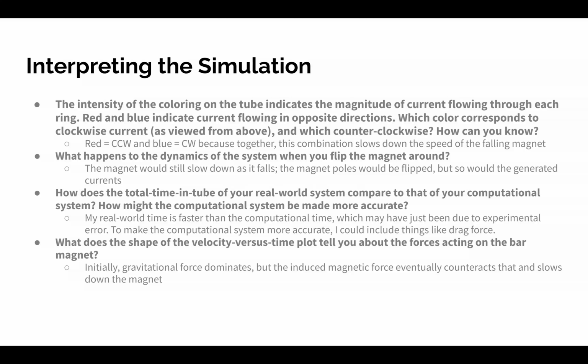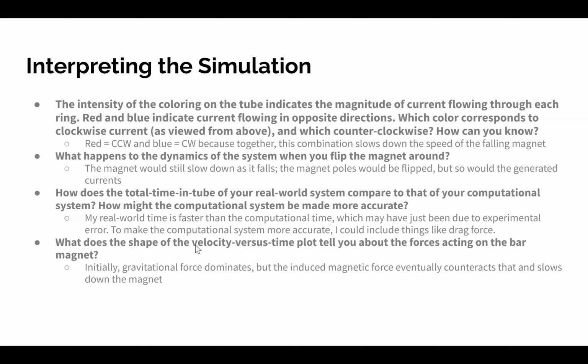How does the total time in tube of your real-world system compare to that of your computational system? How might the computational system be more accurate? My real-world time is faster than the computational time, which may have just been due to some experimental error. To make the computational system more accurate, I could include other forces like drag force.